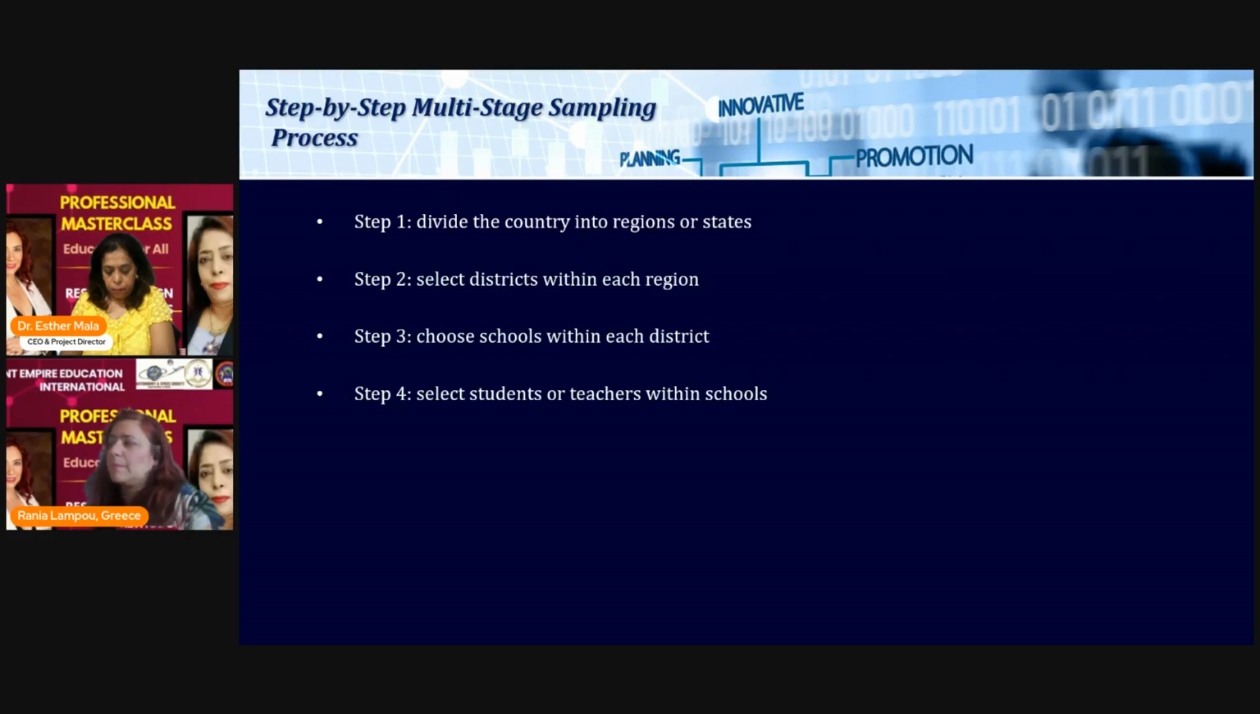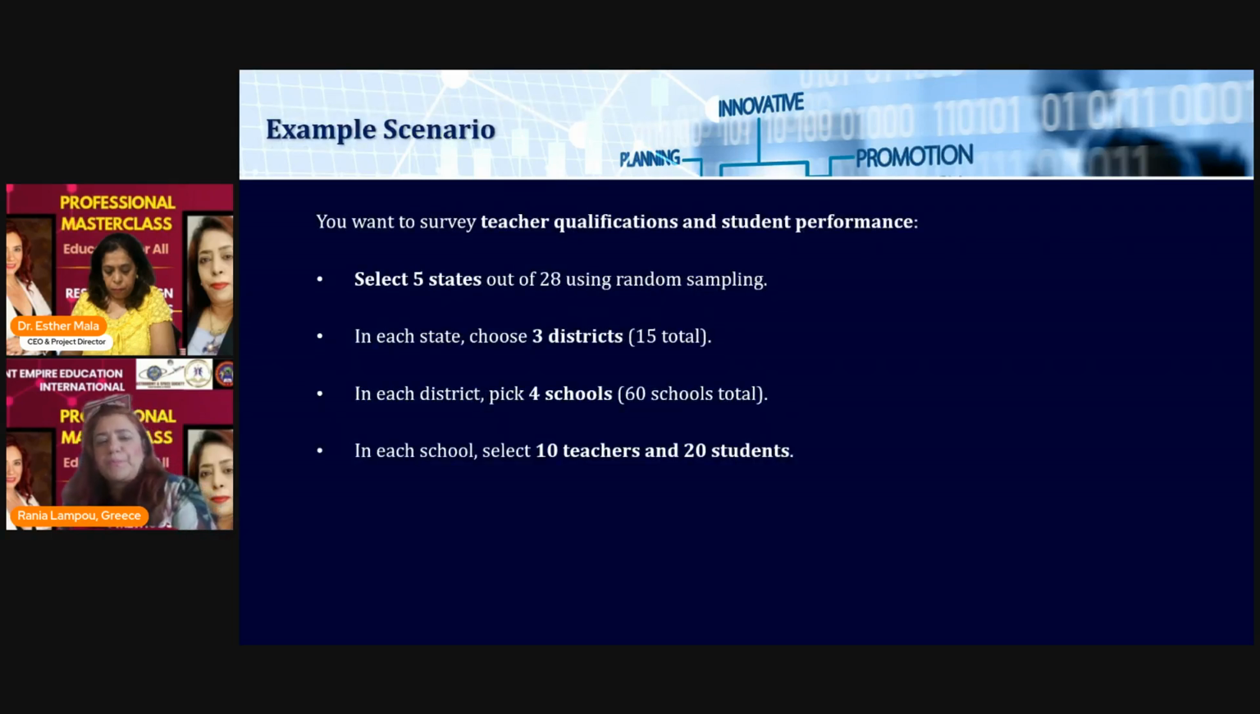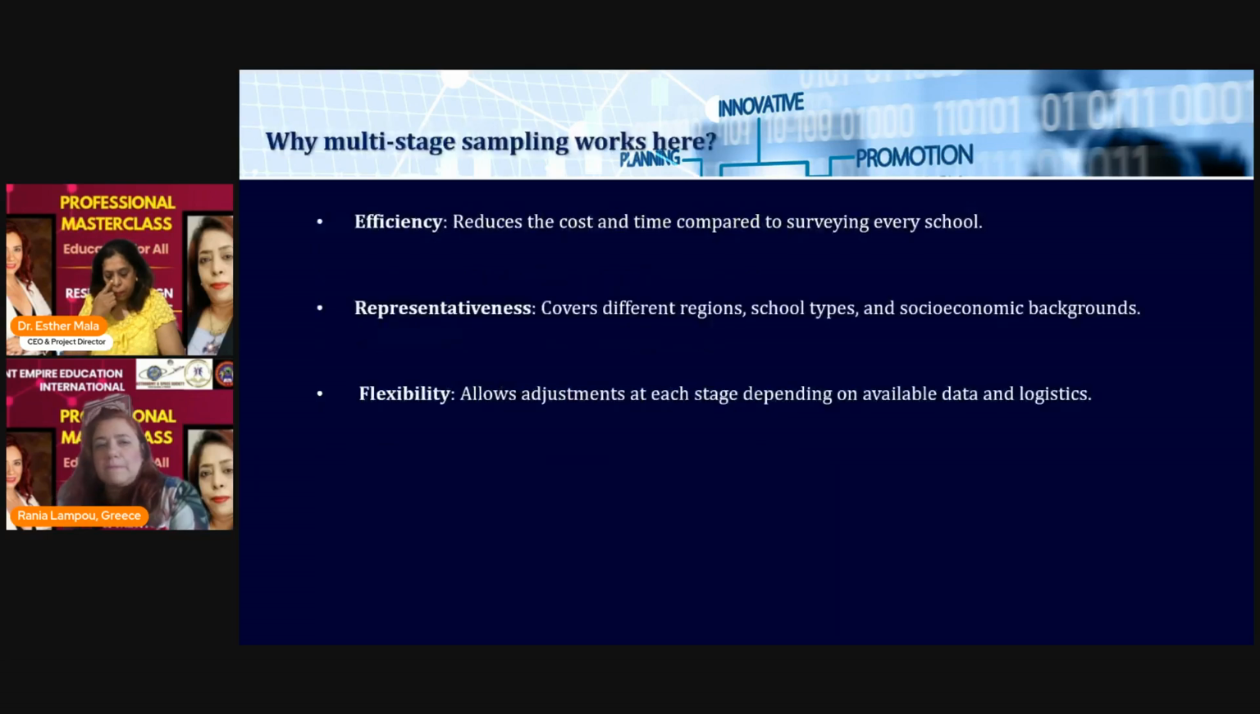So an example scenario, if you want to survey teacher qualifications and student performance: we select 5 states out of 28 using random sampling. In each state, we choose 3 districts. In each district, you pick 4 schools. In each school, you select 10 teachers and 20 students. So why does multi-stage sampling work well here? It works well because it reduces cost and time compared to surveying every school, because it covers different regions, socioeconomic backgrounds, and school types, and because it allows adjustment at each stage depending on available data and logistics.